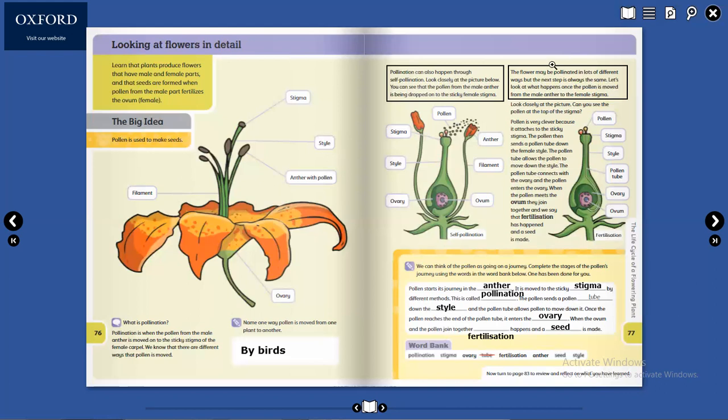Yes, Yazan, read this one. The flower may be pollinated in lots of different ways, but the next step is always the same. Let's look at what happens once the pollen is moved from the male anther to the female stigma. That's all, teacher. Thank you so much, Yazan.